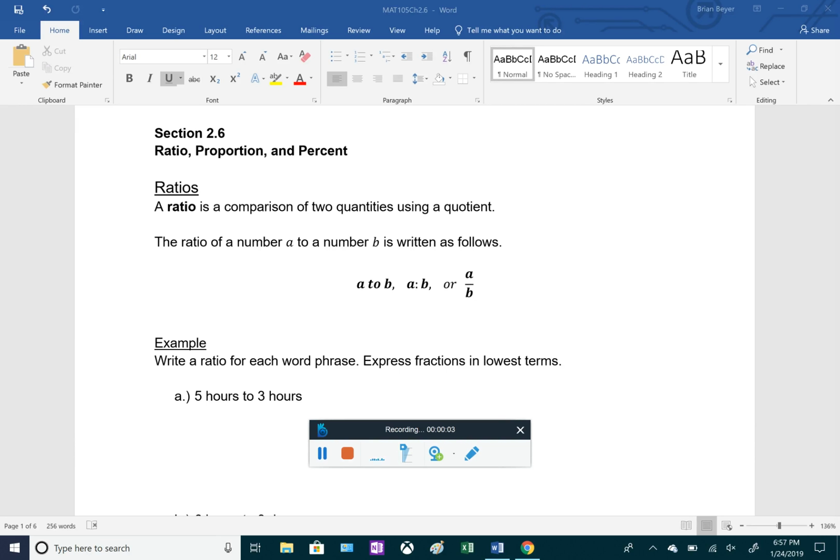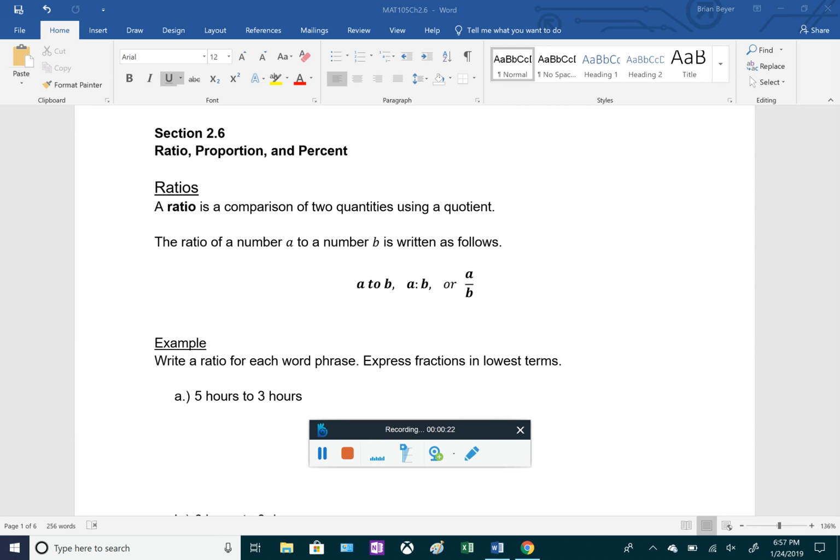Chapter 2.6 is going to be ratios, proportions, and percents. So starting with ratios first, a ratio is just a comparison between two quantities using a quotient. So it's just a number divided by another number. There's going to be three different ways we can write ratios.